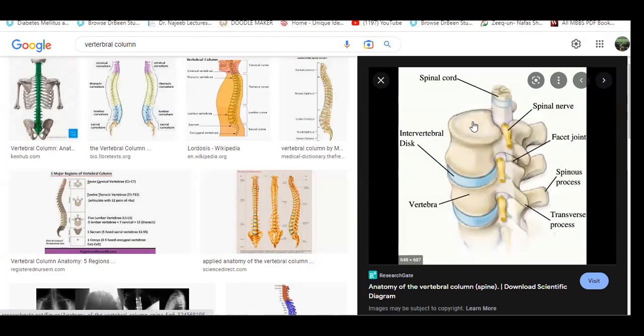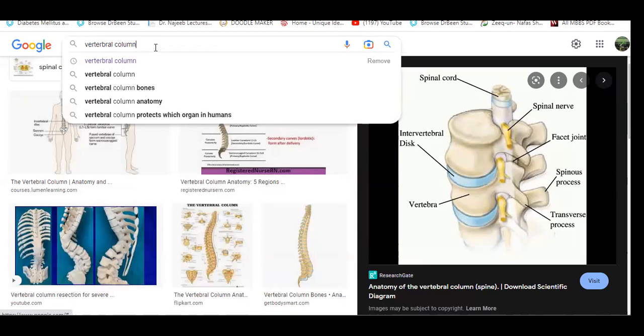You can see that this is the body. This is called a vertebra. One vertebra. This is a disc which maintains space between two vertebrae. This is the transverse process. This is the spinous process. This is a spinal nerve. This is the spinal cord. The spinal cord enters and it will leave. And we have the covering of the 3 meninges. Then these are the spinal nerves.